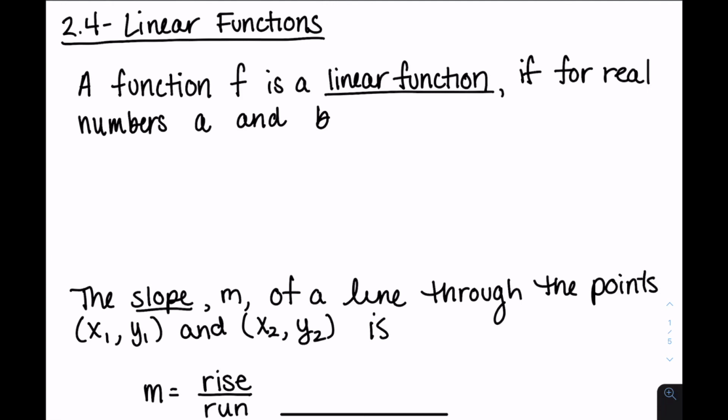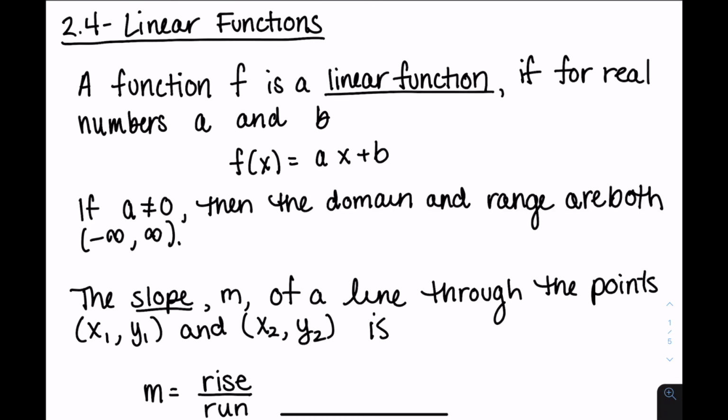So now that we know about functions, we're going to get into specific types. In this section, we're going to learn about linear functions, and the next one will be other types of functions as well. So a linear function just means that it's going to be a line. We can say a function is a linear function if for real numbers a and b, your function has this form. So it's some number times x plus b.